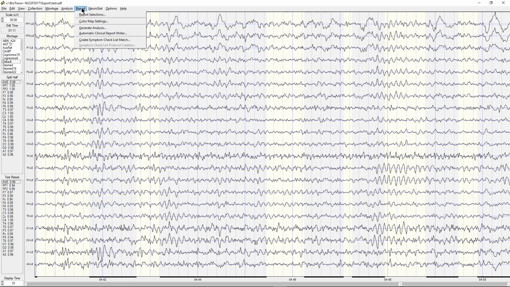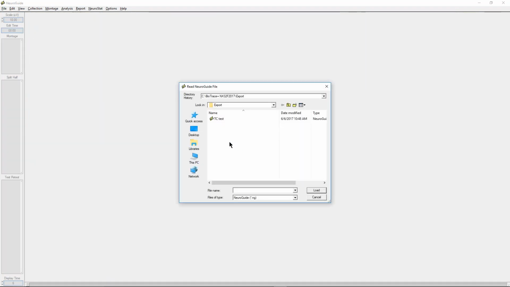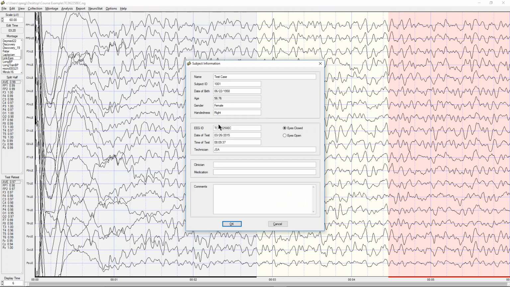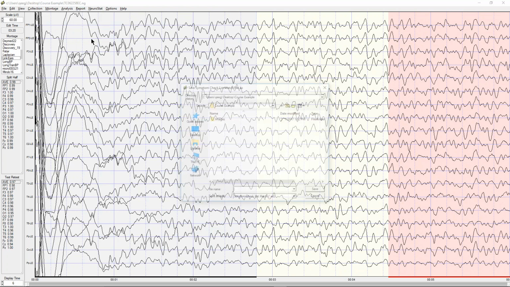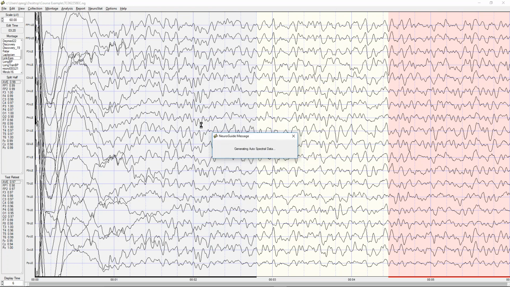The first thing we're going to do is create a symptom checklist match. So we actually have to open our other file. We don't want to save that. We want to go to our course example, our eyes closed recording, and we're going to create a symptom checklist map from this recording. This is EC, so we'll save it there. And the program is going to run through all the findings from this analysis, and it's going to create a file that contains all of those findings.